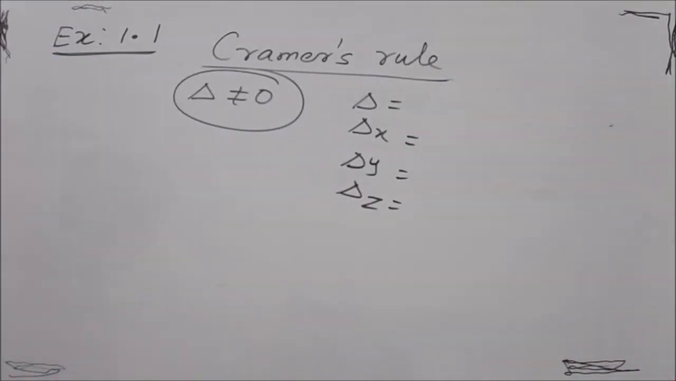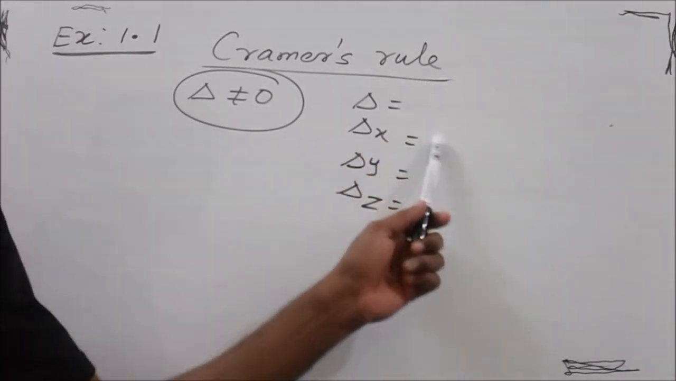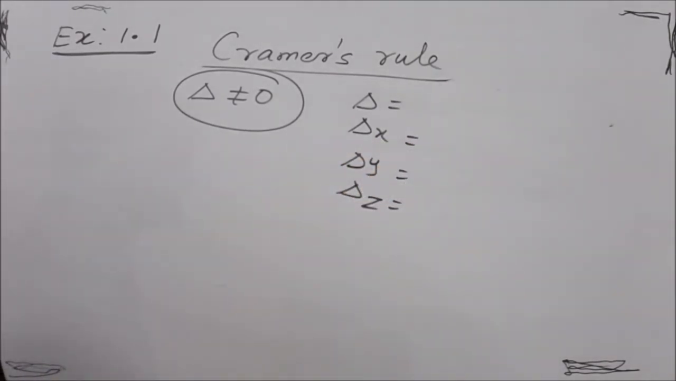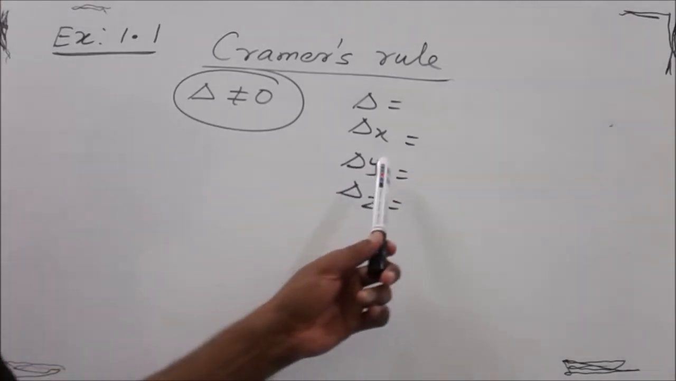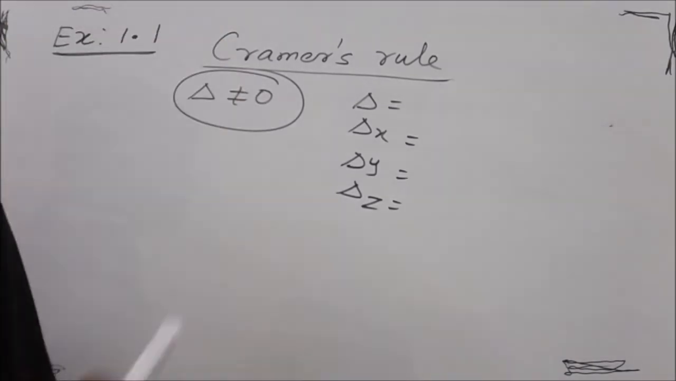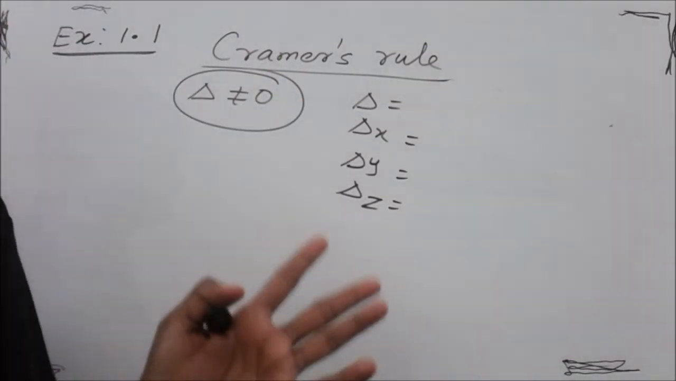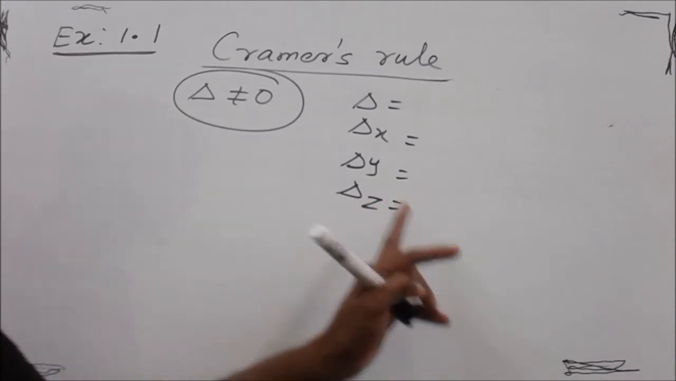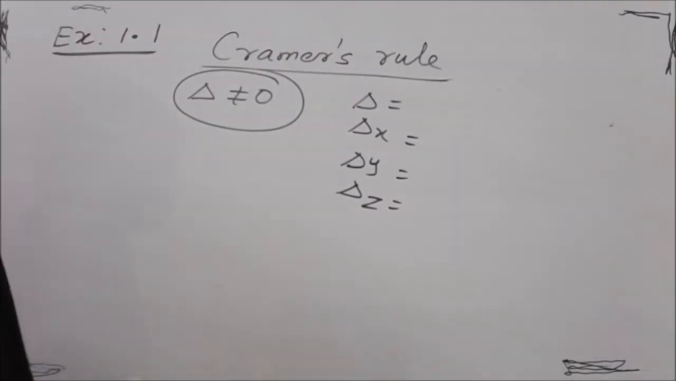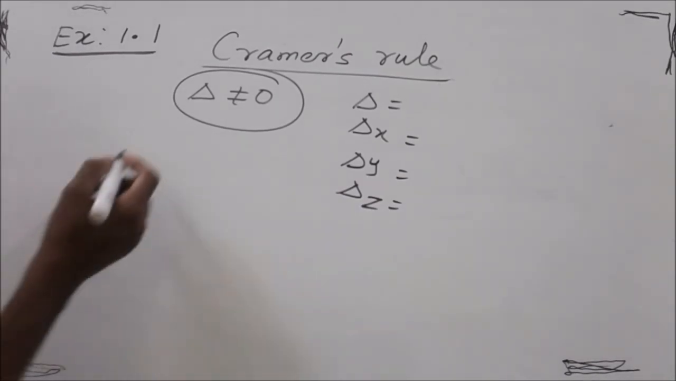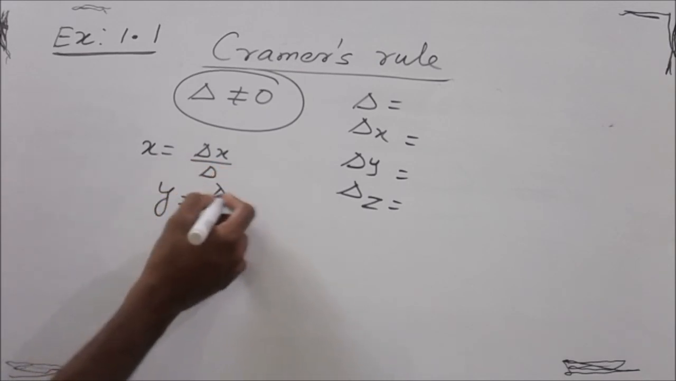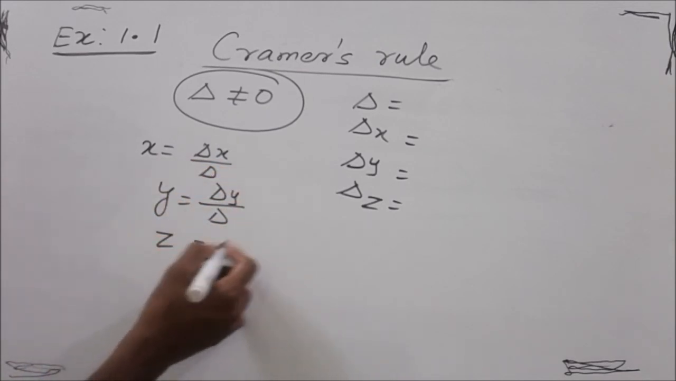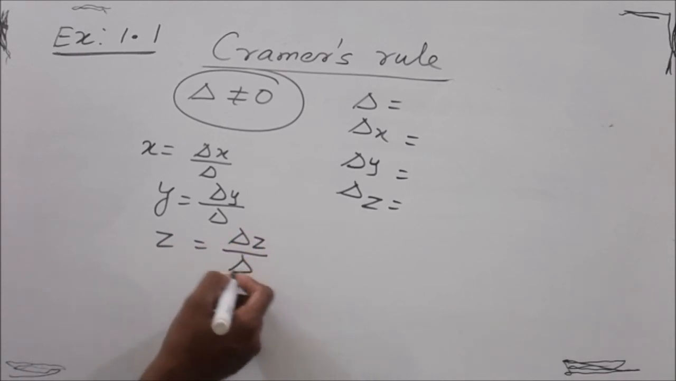To find delta x, replace the coefficients of x in delta by the constants and find the determinant value. Then for delta y, replace the coefficients of y by the constant values and find the determinant value. For delta z, replace the coefficients of z by the constant values and find delta z. Then conclude the answer: x equals delta x by delta, y equals delta y by delta, and z equals delta z by delta.